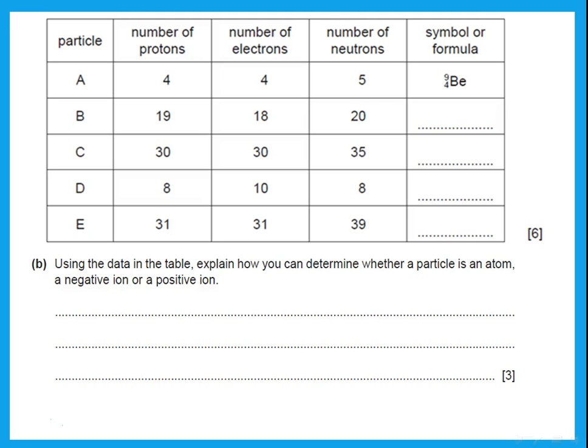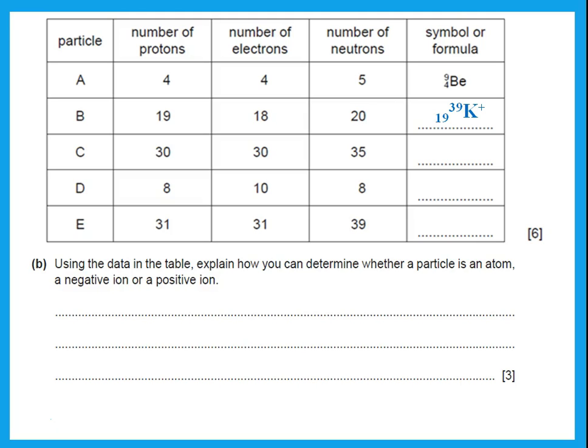He wants me to write the symbol and the atomic number and the mass number. So let's take a look at particle B. Now, particle B, what determines the symbol? It's the number of protons. So I need to look at the periodic table and find out what is the number of protons. Which one has 19 protons? So potassium is the one that has 19 protons.